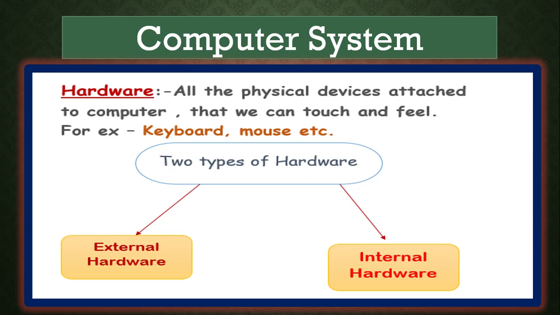The examples of hardware devices are keyboard, mouse, monitor, printer, speakers, etc. Next is the types of hardware, or we can say components of hardware. So basically there are two types of hardware. One is the external hardware and the second one is the internal hardware. This chapter is based on external hardware.